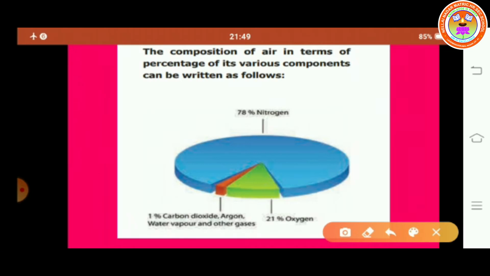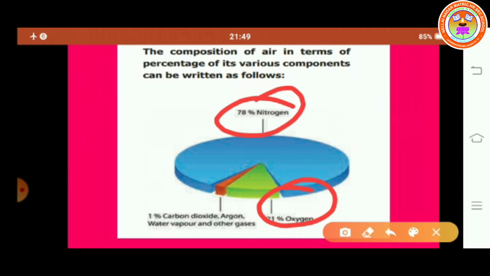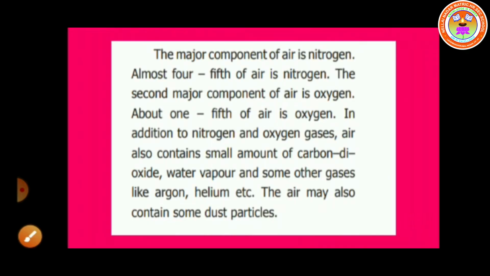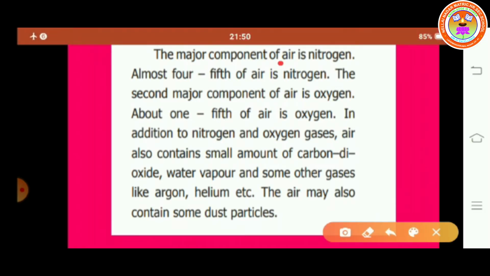The major component of air is nitrogen. Almost 4/5 of air is nitrogen. The second major component of air is oxygen. About 1/5 of air is oxygen. In addition to nitrogen and oxygen gases, air also contains a small amount of carbon dioxide, water vapor and some other gases like argon, helium, etc. The air may also contain some dust particles. What is the major component of air? Nitrogen. Second major component? Oxygen.